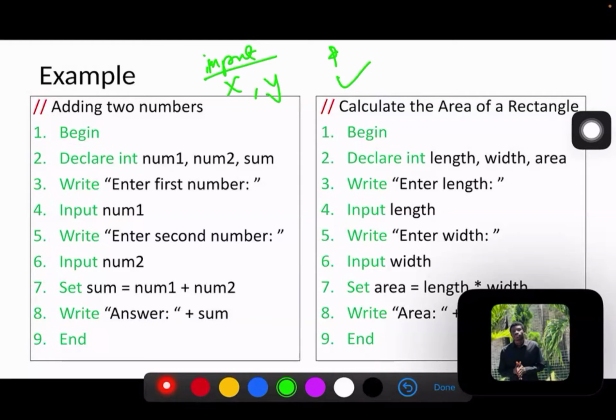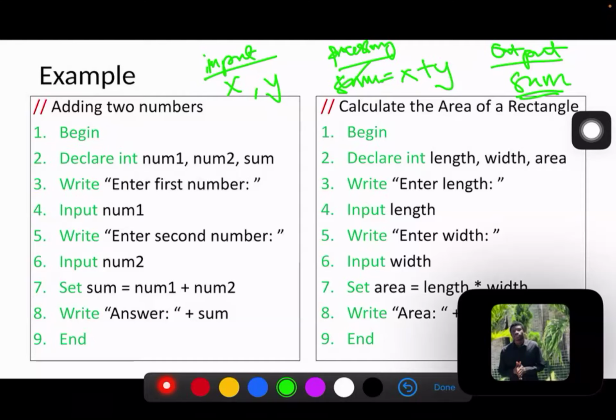Then for our processing, we need the sum is equal to what? X plus Y. Then for our output, we need to print what? The variable sum, because that's the one that contains our sum. So having understood the idea, now let's look at how the pseudocode can be written.